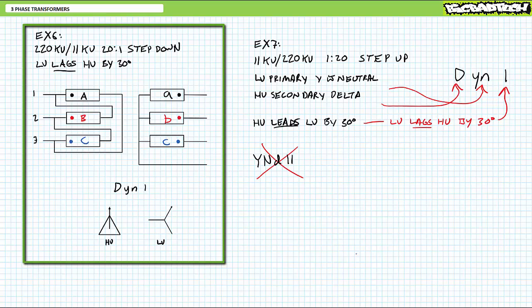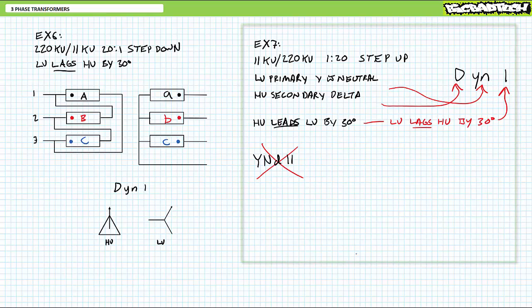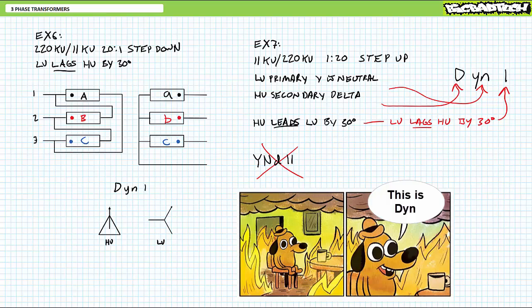A 20 to 1 step-down transformer with a delta-configured high-voltage primary input and a Y-configured low-voltage secondary output, where low-voltage output lags high-voltage input by 30 degrees, i.e. a DYN1, is a 1 to 20 step-up transformer with a Y-configured low-voltage primary input and a delta-configured high-voltage secondary output, where high-voltage output leads low-voltage input by 30 degrees, i.e. also a DYN1, for one important reason, that reason being the terms primary input and secondary output are dependent upon application, whereas the terms high voltage and low voltage are not. I would suggest taking a moment to cool your brain after that one.